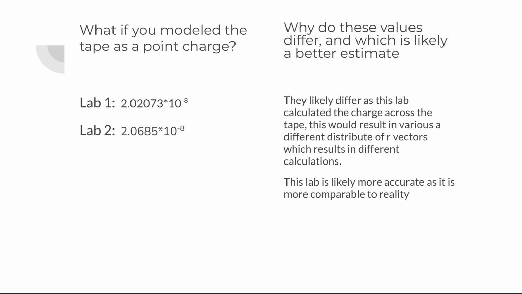So why do these values differ? They differ likely because this lab calculated the charge across the entire tape. This would result in a different distribution of r vectors at each individual point, which would result in different calculations, and the r value was not great enough that the tape could be treated as a single point charge. This lab is also likely more accurate than Lab 1, as it is far more comparable to reality.